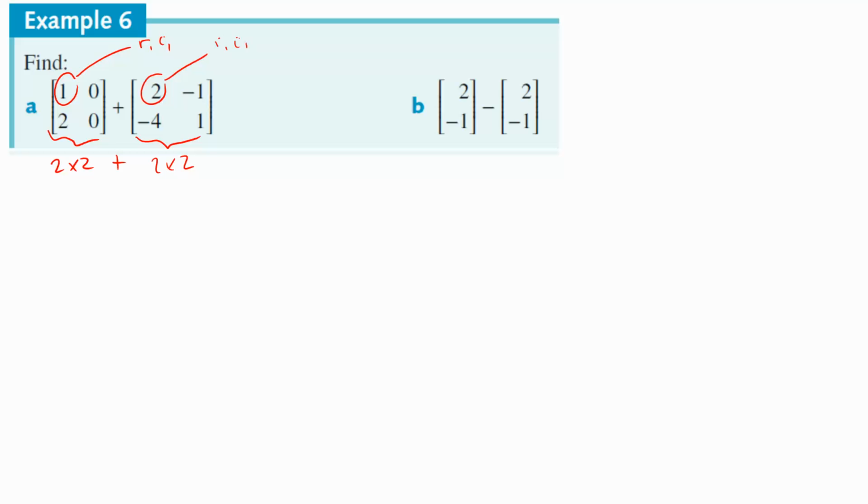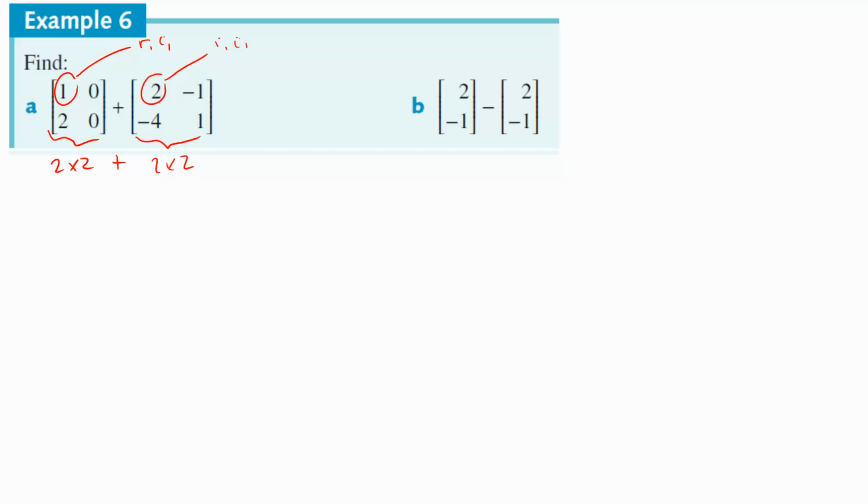So that means they have to correspond. 1 plus the 2. This is row 1, column 2, which has to add with row 1, column 2. That's why you have to have the same size matrix. If you don't have the same size, you can't add them. They have to correspond to one another. So it's 0 with a -1, 2 with a -4, and 0 with a 1. Does that make sense? Anyone confused there?